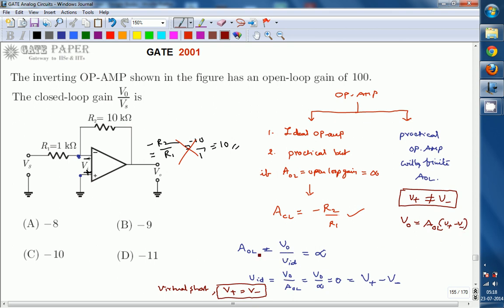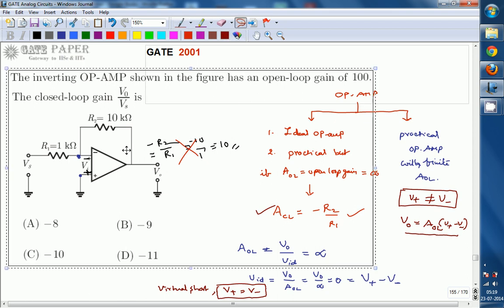V naught is equal to AOL times of VID. So AOL times of VID is nothing but V plus minus V minus. This equation you must use whenever open loop gain is given. If the op amp is ideal, you can use the virtual short directly. Okay, now we'll proceed with this equation for this circuit. Now we will see how to calculate this one.